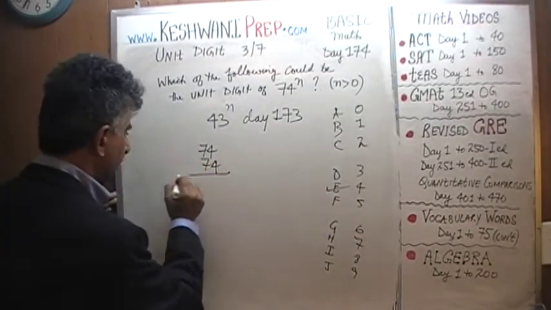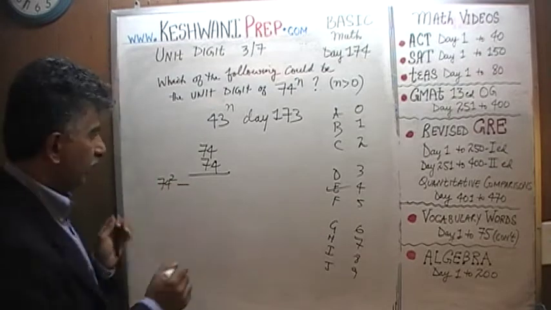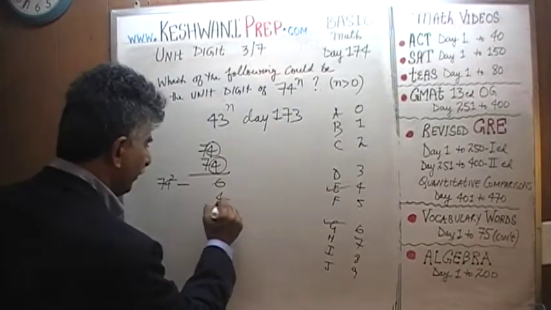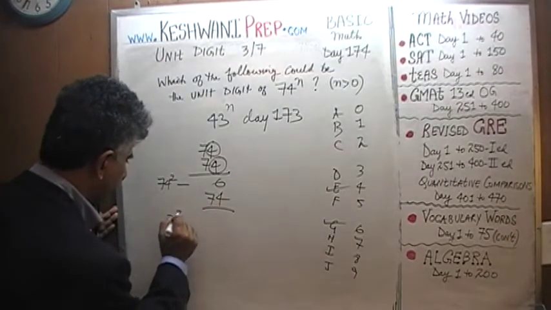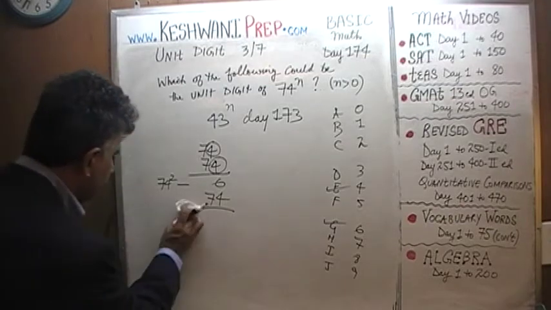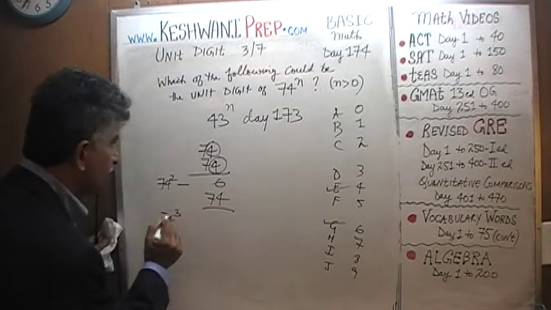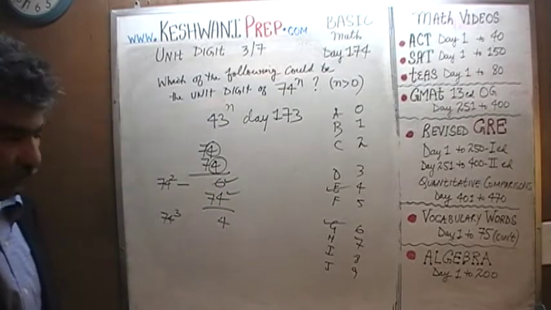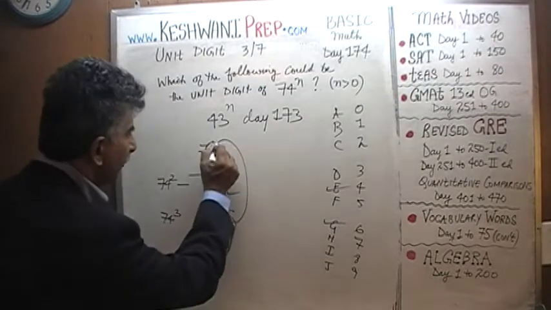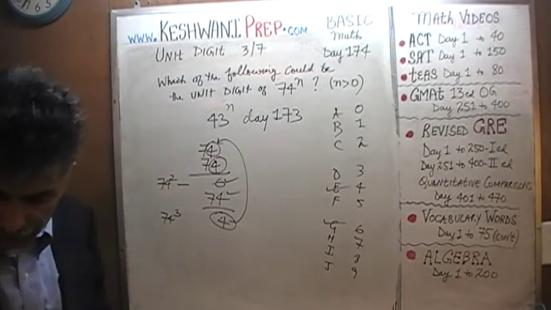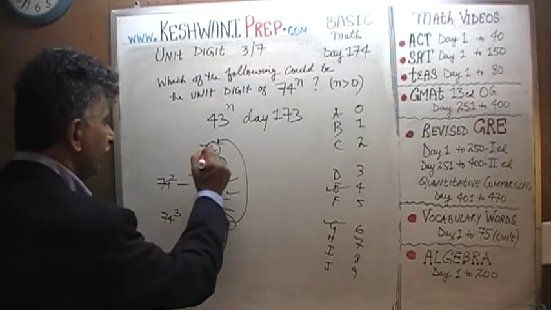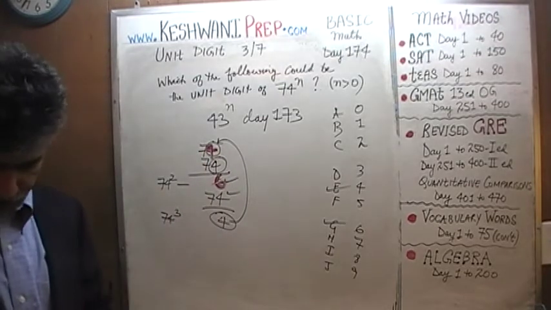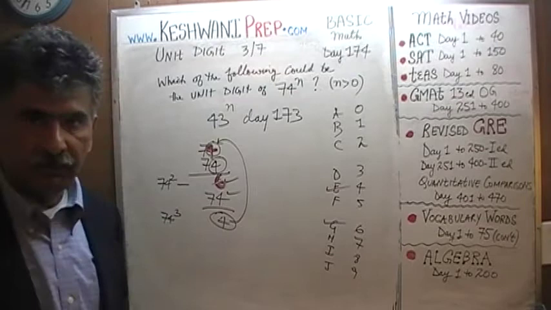74 times 74, which is 74 squared, should end in a 4 times 4, which is 16. It will end in a 6. And then we multiply by 74 one more time, 74 cubed. It will end in a 6 times 4, 6 fours are 24, so it will end in a 4. You see, it ends in a 4. We are back to where we started. So here the series is very simple. The series here is 4, 6, 4, 6, 4, 6. So that's it, 4 and 6. That's the only thing.